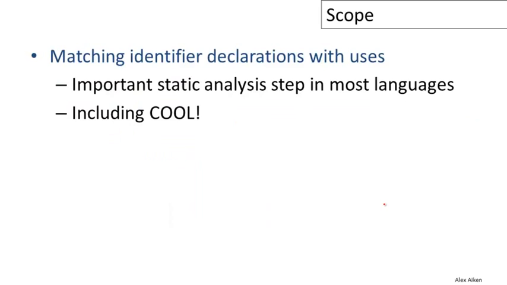The motivating problem for talking about scope is that we want to be able to match identifier declarations with the uses of those identifiers. We need to know which variable we're talking about when we say variable x, if variable x might have more than one definition in the program. And this is an important static analysis step in most programming languages, including in COOL.